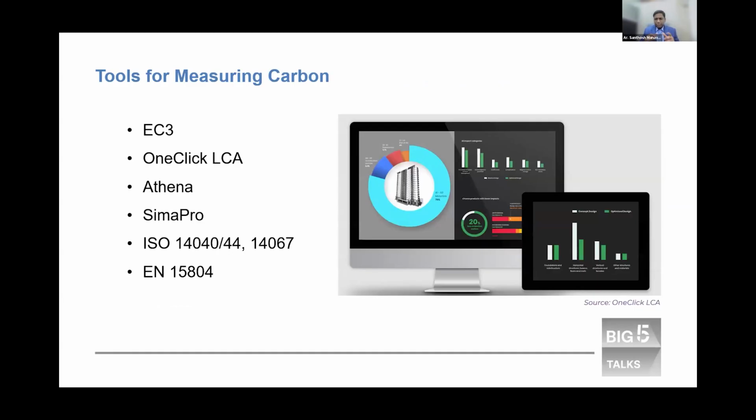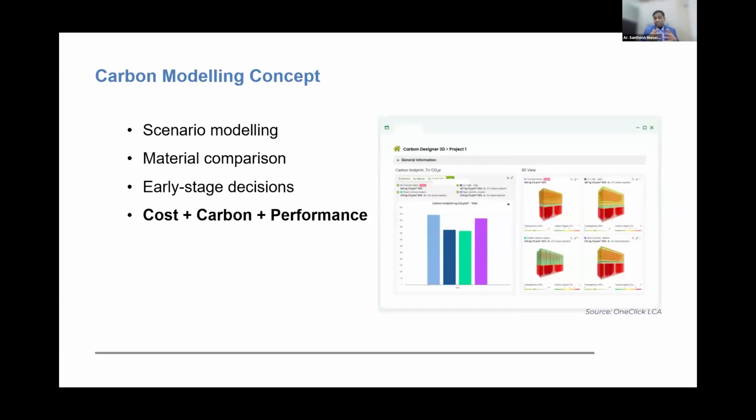To support this, the most important part of my talk today, we may need to come up with tools which could help us to understand the carbon data. There are a lot of tools available in the market. One Click LCA, EC3, most such tools are available. These tools are underpinned by international standards such as ISO 14040 and 14044 and so on. So they ensure consistency, transparency, and comparability. Let me tell you how they work.